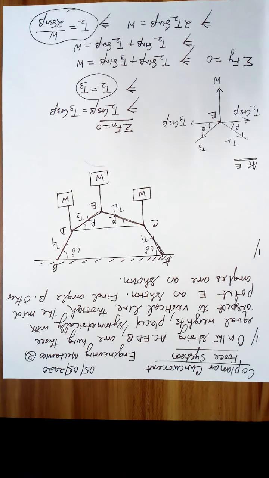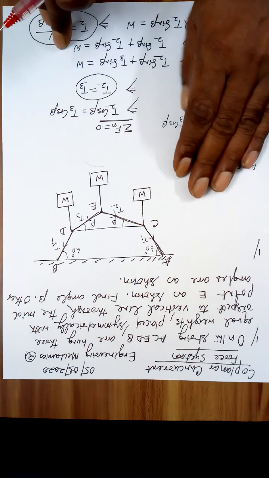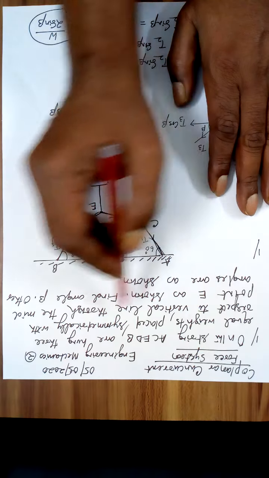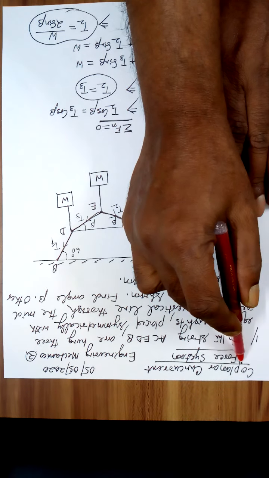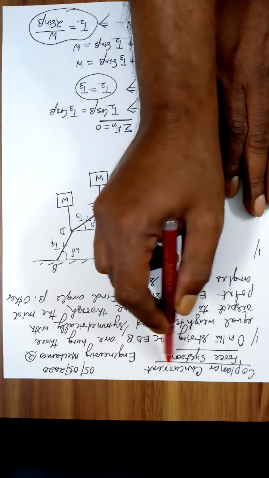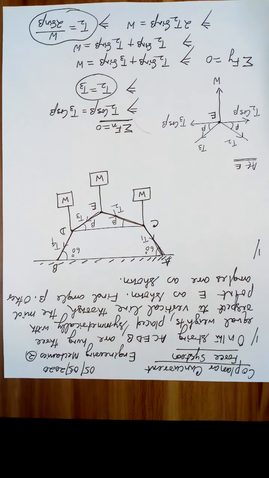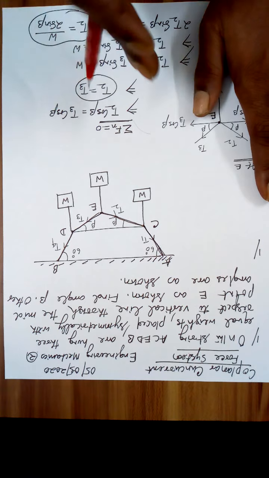Now let us discuss another numerical problem in engineering mechanics. It is from coplanar concurrent forces. Concurrent means passing through the same point. Now let us understand the problem.